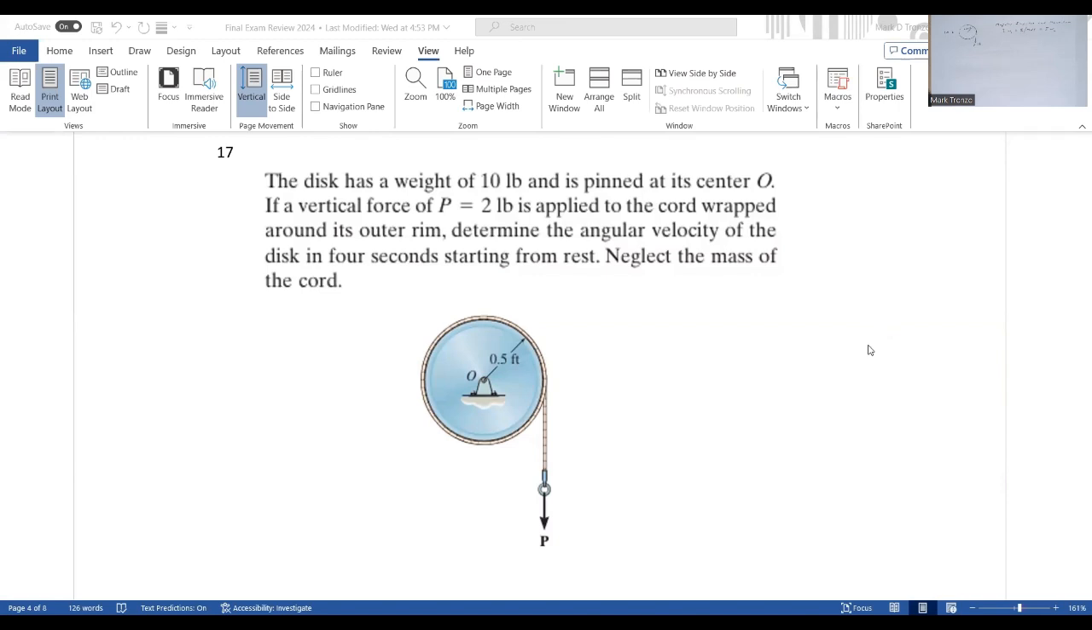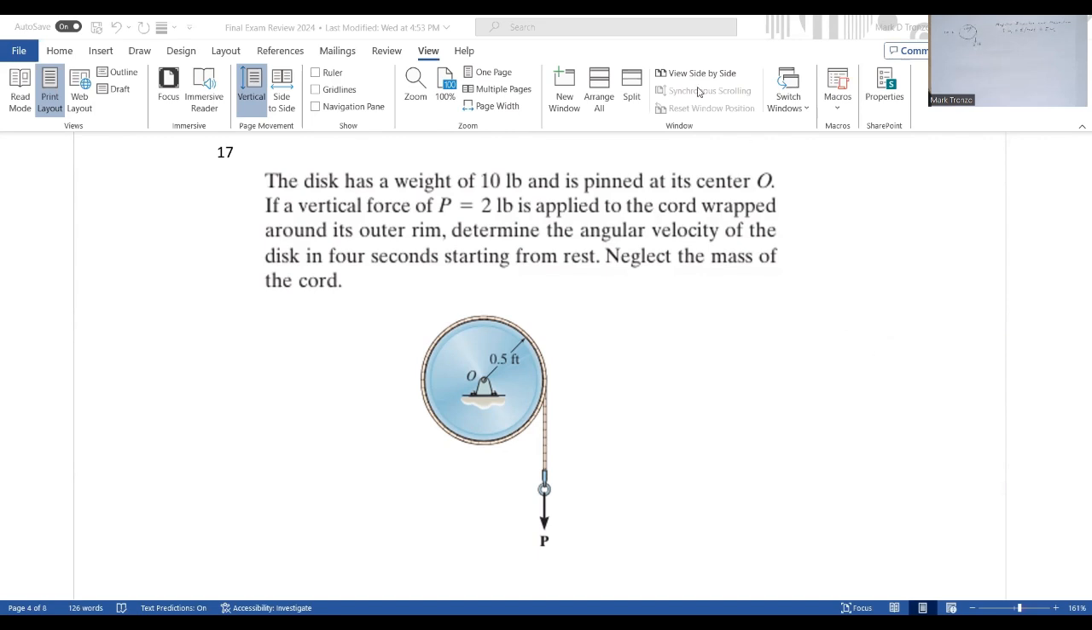Now we'll take a look at this problem. The disc has a weight of 10 pounds and is pinned at its center. If the vertical force of 2 pounds is applied to the cord wrapped around the outer rim, determine the angular velocity of the disc in 4 seconds starting from rest. Neglect the mass of the cord.